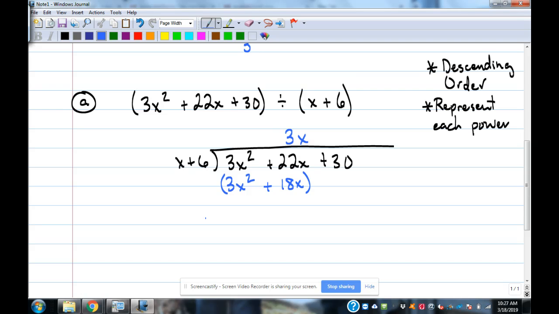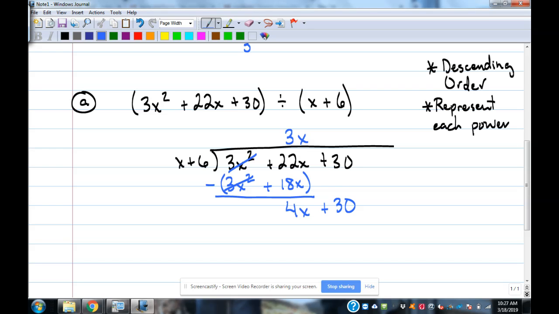And then again, long division, the next step was to subtract that. So we're subtracting 3x squared plus 18x from this stuff. Okay? What happens to the 3x squareds? Cancel out. That's what we were trying to do. That worked out great. Then we're saying 22x minus 18x. 4x. So we bring the 4x down. And then we bring down the plus 30. Okay.